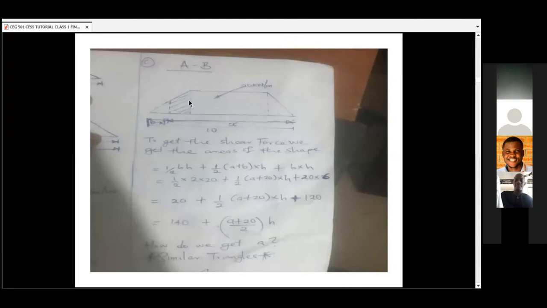I shaded the trapezium in the diagram that is shown on your screen. Now, the longer side is the B, okay? And then the shorter side is the A, while the bottom is your X.